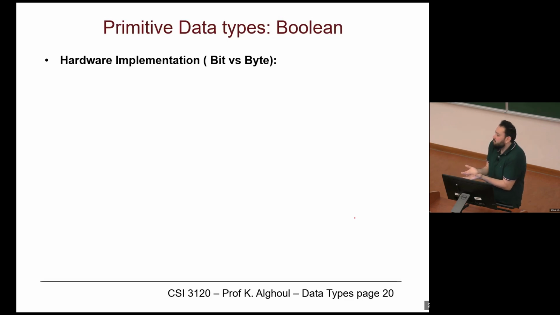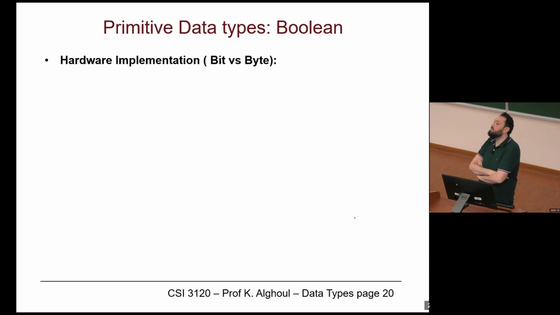Now, I have 0 or 1. So how should I represent them? Bitwise or bytewise? Bit, why? 0 or 1. Any other answer? Bit, are you sure? A byte is made up of like 8 bits, or well, depending on the system.